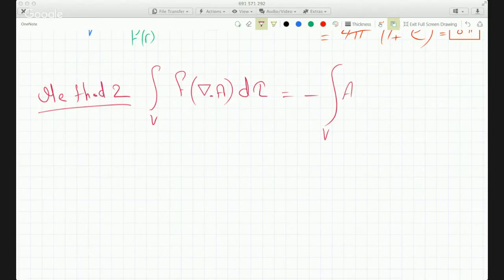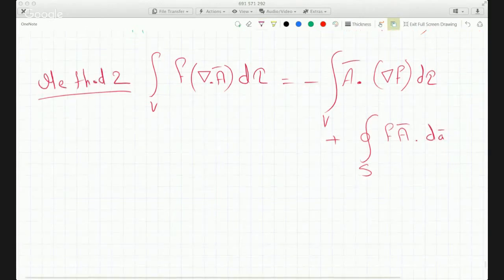A dot the gradient of F, d tau, plus a surface integral, S, F A dot dA. By the way, this just came straight from the divergence theorem. And here A is a vector. Okay.